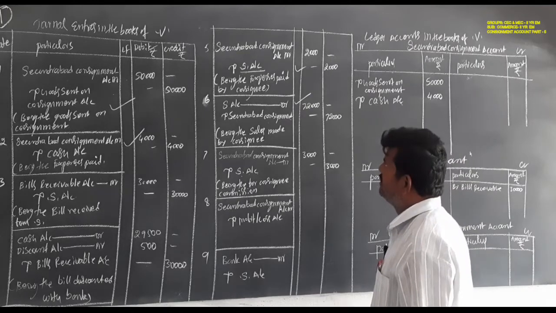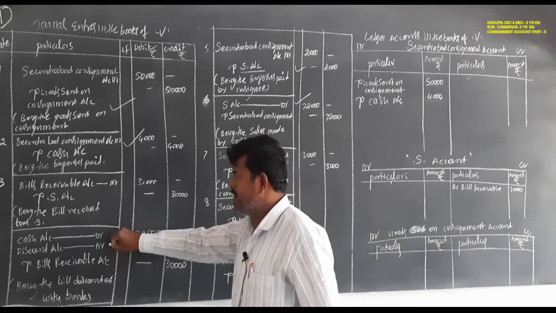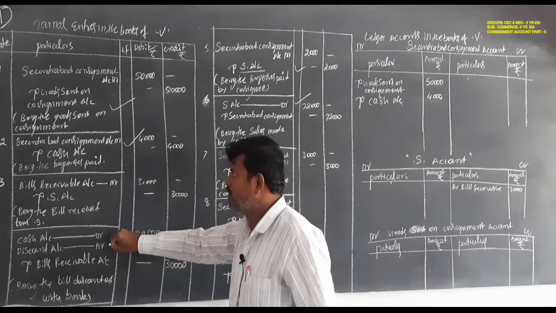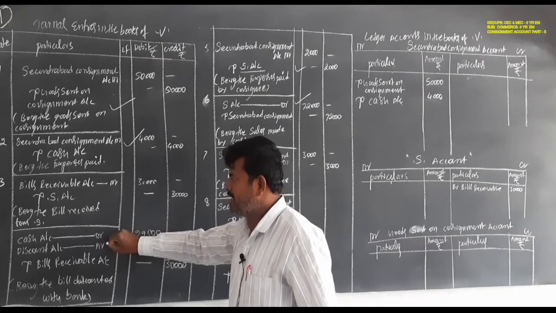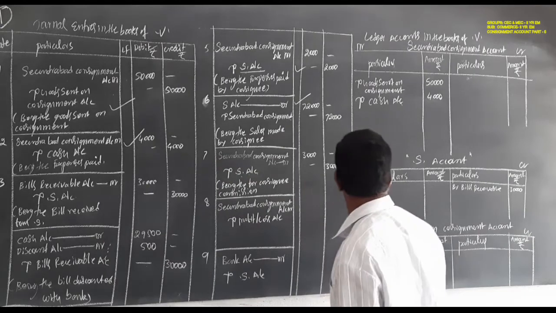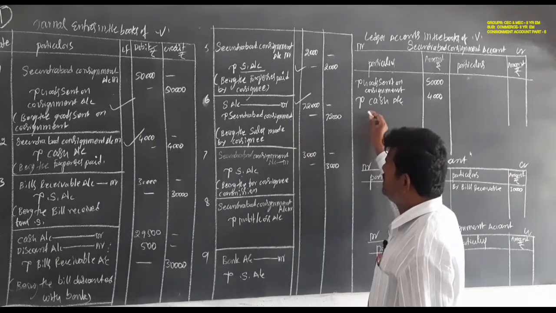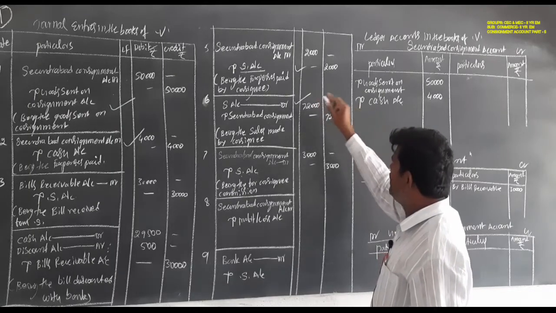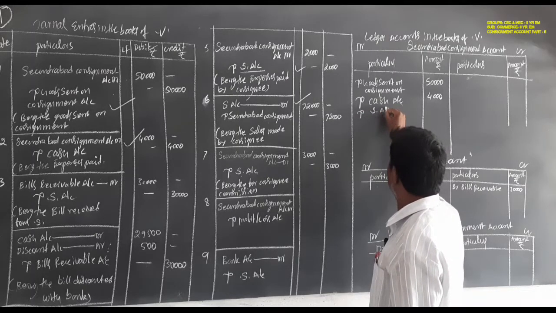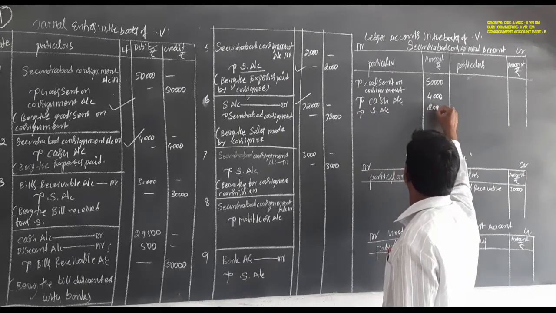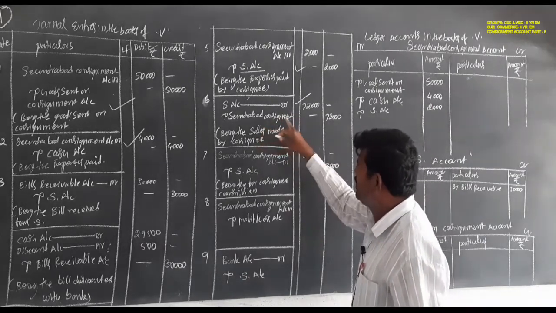Next, no entries are recorded in consignment account or consignee account as per the fourth. Why? Because there is no consignment account, there is no S account. No need to record in consignment account as well as S account. Next, come to the fifth, consignee expenses. So Secunderabad consignment account debit to S account. Amount is 2,000 rupees. Next, for sales, S account debit to Secunderabad consignment account.